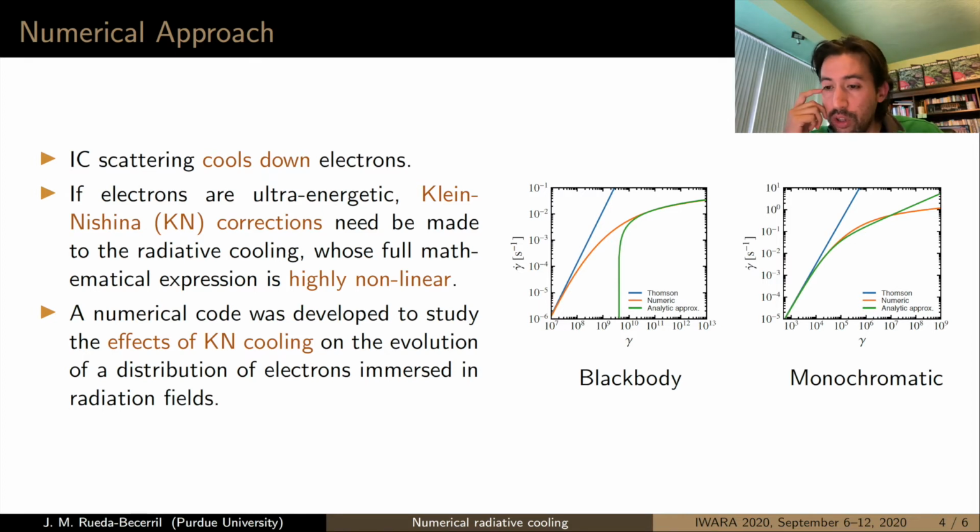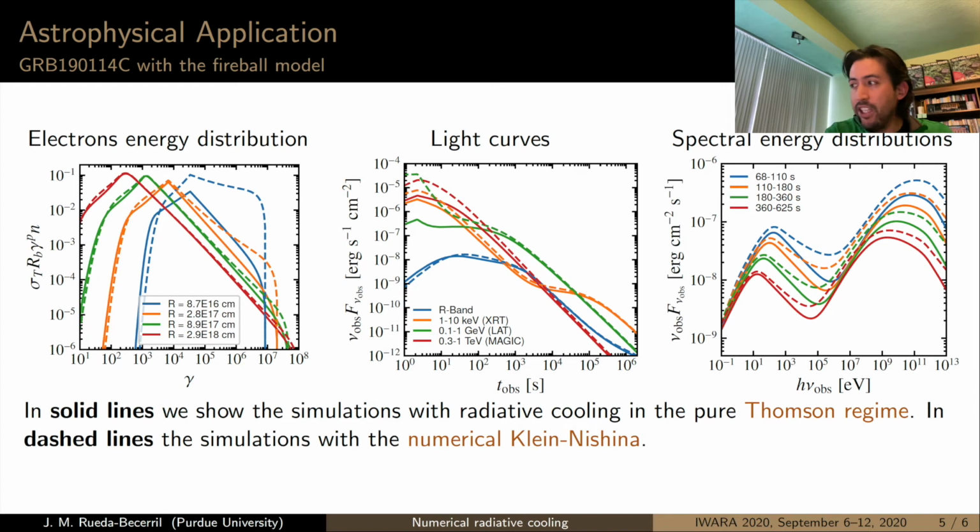As a way of testing, I compare, on the right hand side, the numerical approach with some analytical approximations for two different radiation fields, black body and monochromatic. In the blue line we can see the Thomson regime, in the green line the analytic, and in the orange the numerical approach. So we can see that the orange line transitions from the Thomson to the Klein-Nishina and even to the deep Klein-Nishina regimes.